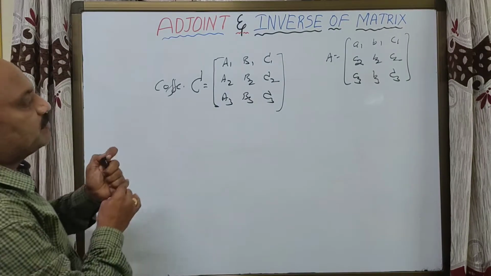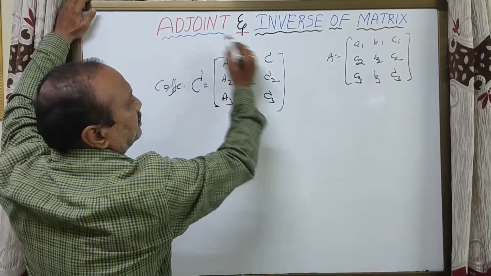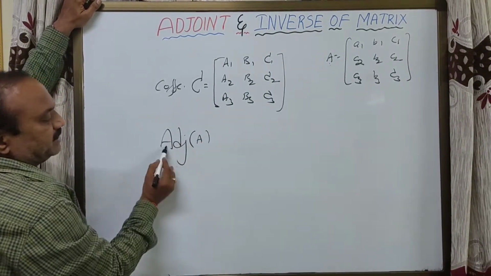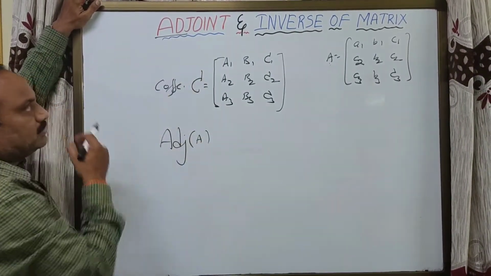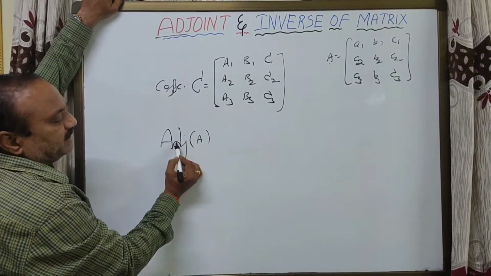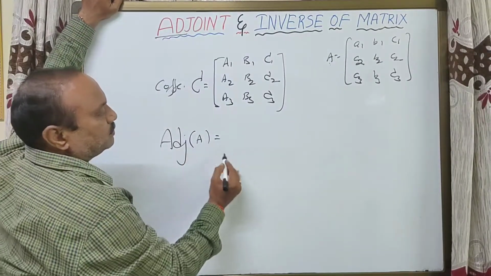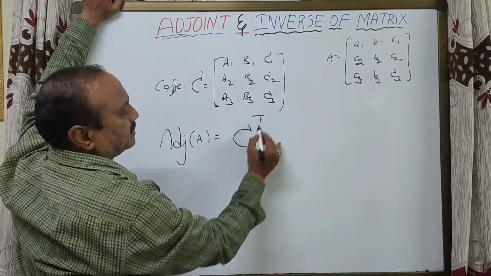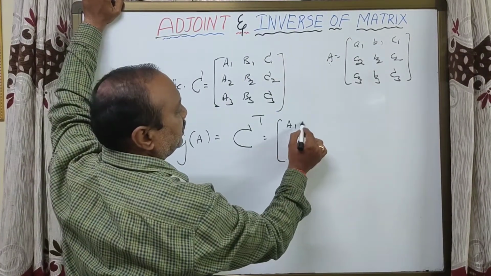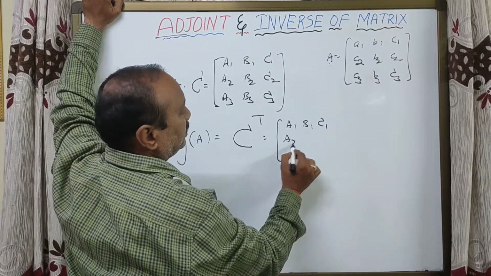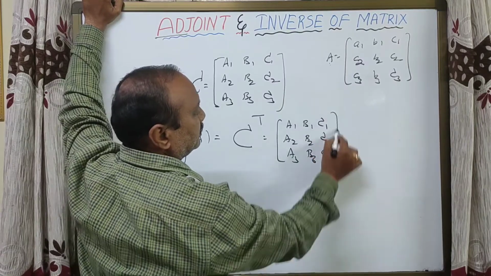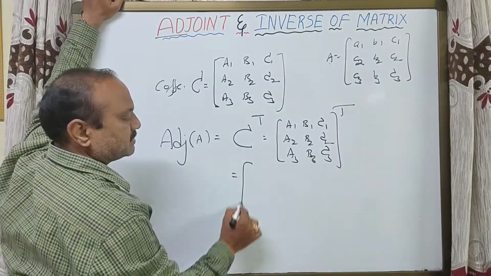Now the adjoint of the matrix A is denoted like this: ADJ of A. The adjoint starting 3 letters are ADJ. So the adjoint of a matrix is denoted by ADJ of A, which is equal to the transpose of the coefficient matrix. The coefficient matrix is this one, A1, B1, C1, A2, B2, C2, A3, B3, C3. Its transpose is like this.